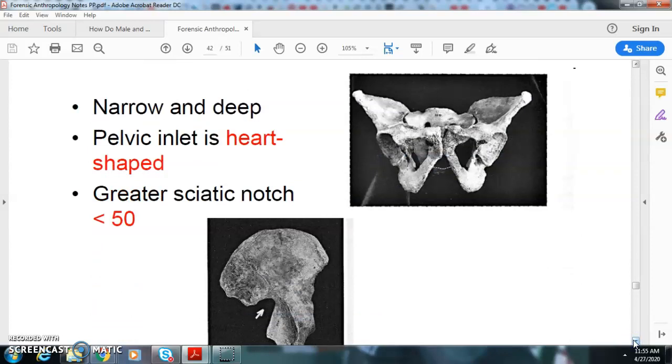All right, male pelvis. It's narrow and deep. The pelvic inlet is heart-shaped, and the sciatic notch here is less than 50 degrees. And there's your notch. Basically, think of it as the man is not built to have babies. There's not enough room there.